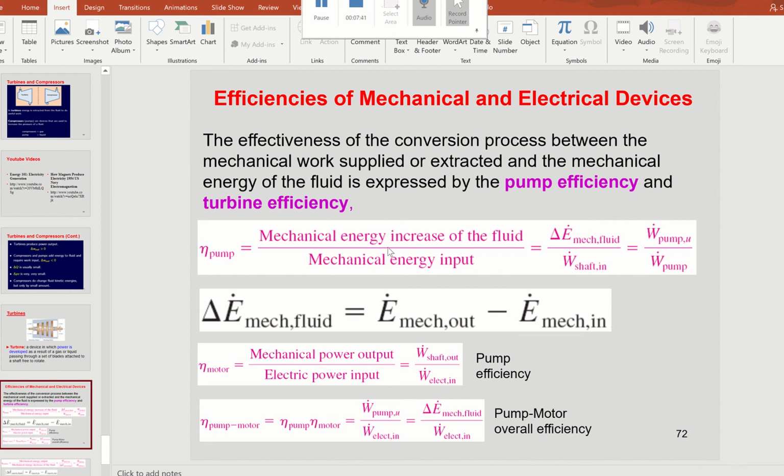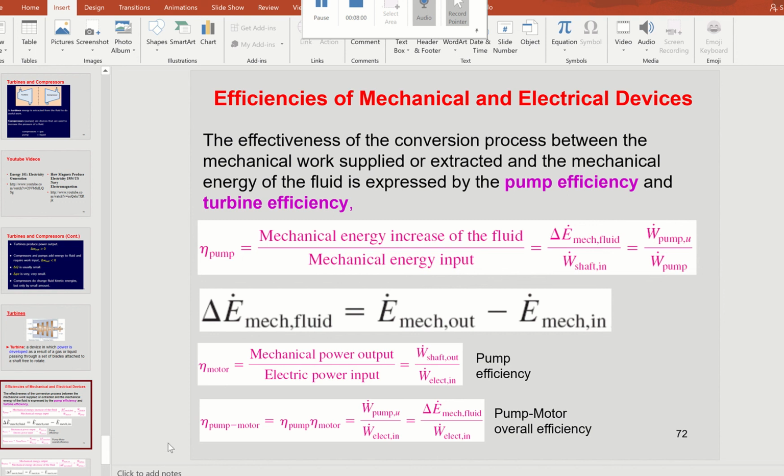So therefore, the pump efficiency or compressor efficiency is going to be delta E mechanical of the fluid, the mechanical energy increase of the fluid, over the mechanical energy input for the pump. So knowing that, that's the equation.